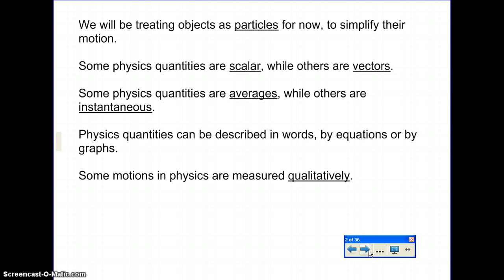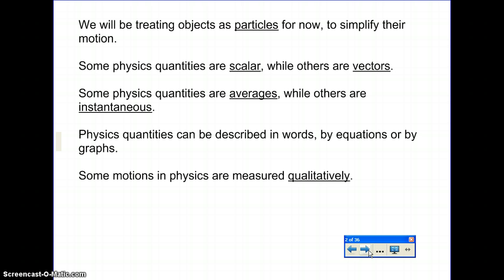Remember that some physics quantities are scalar, some physics quantities are vectors. Scalars have a magnitude only, vectors have direction. Some physics quantities are averages, while others are instantaneous. Averages occur over a long period of time. Instantaneous quantities occur at a very specific moment in time.